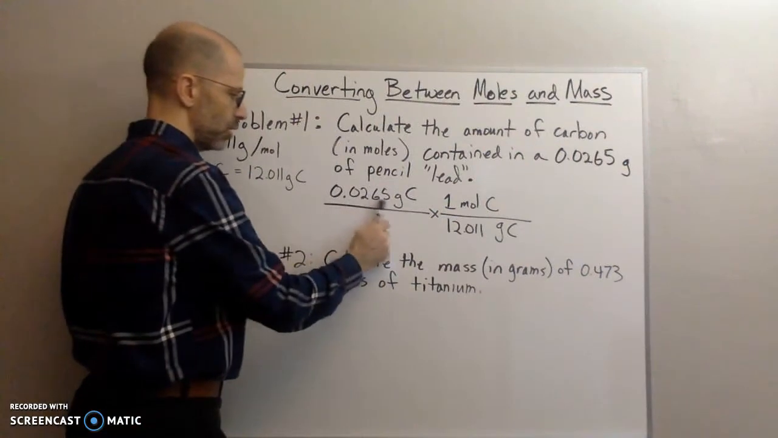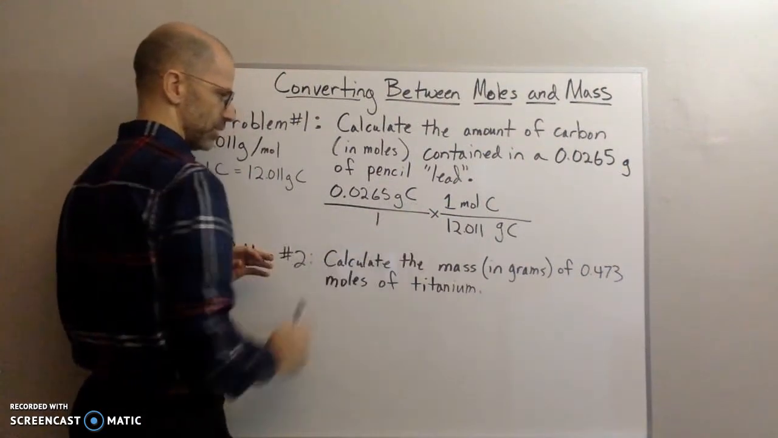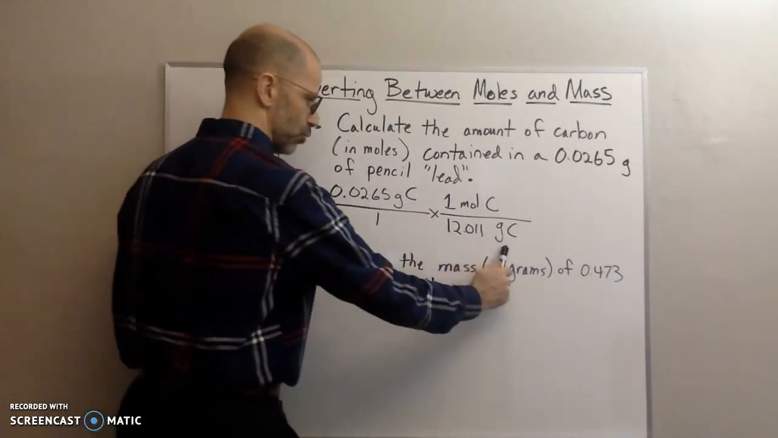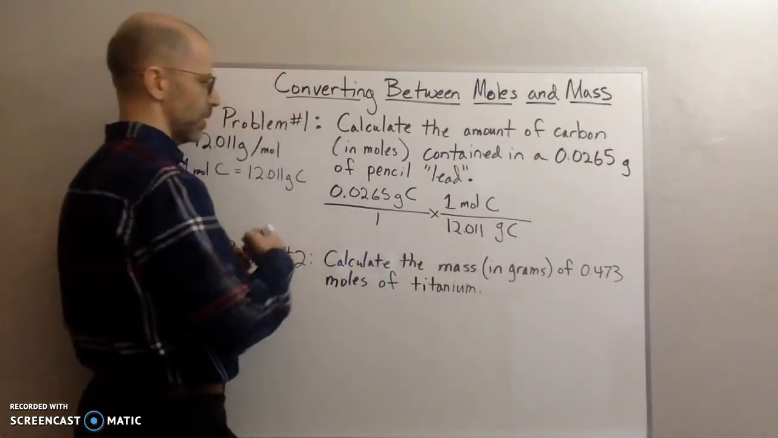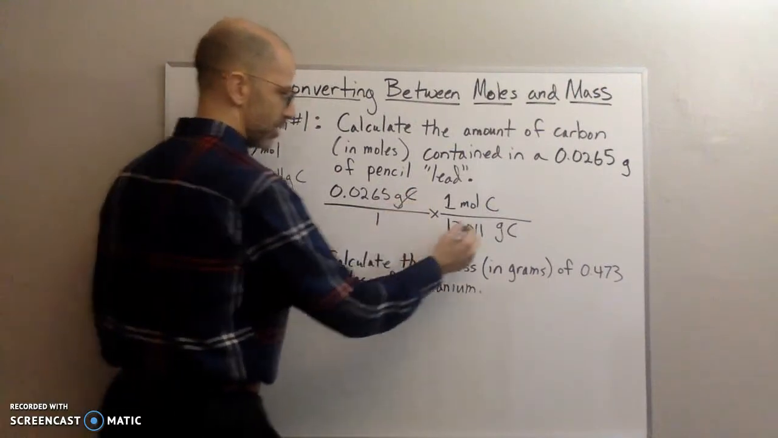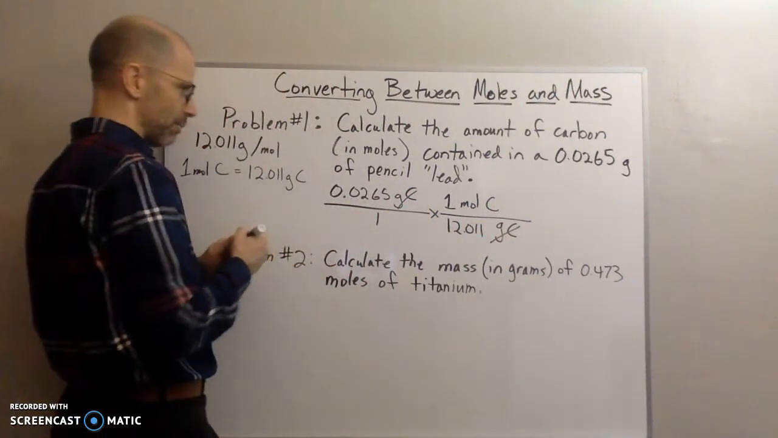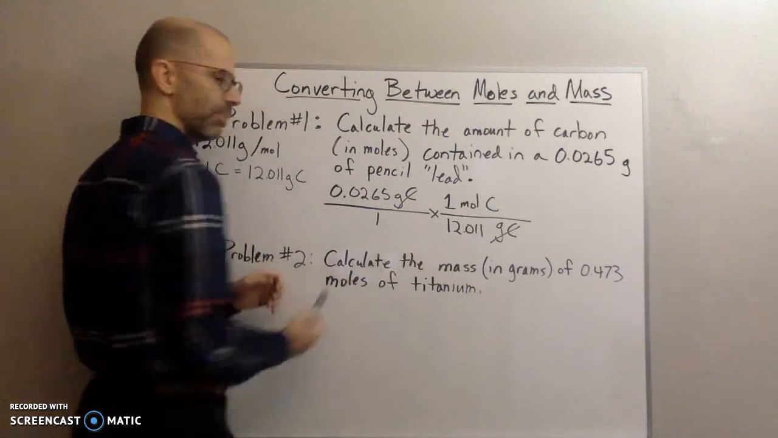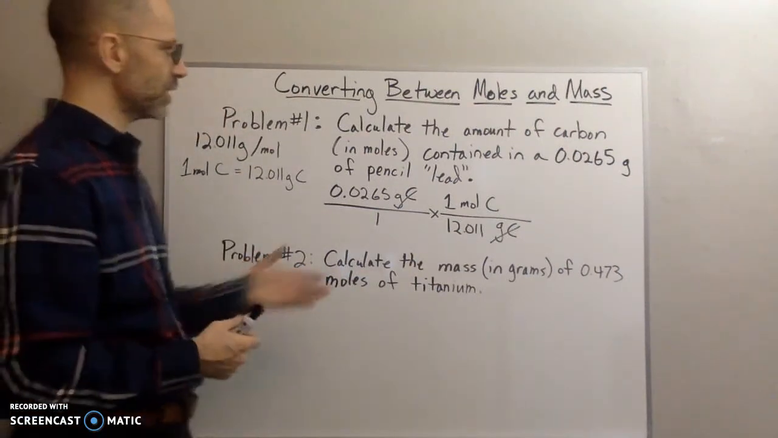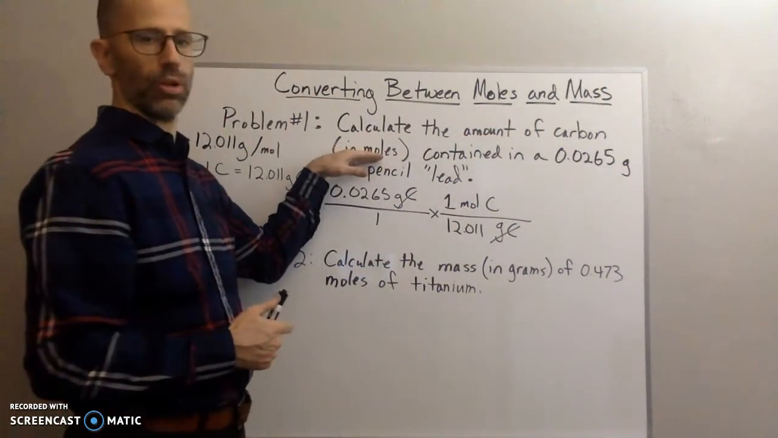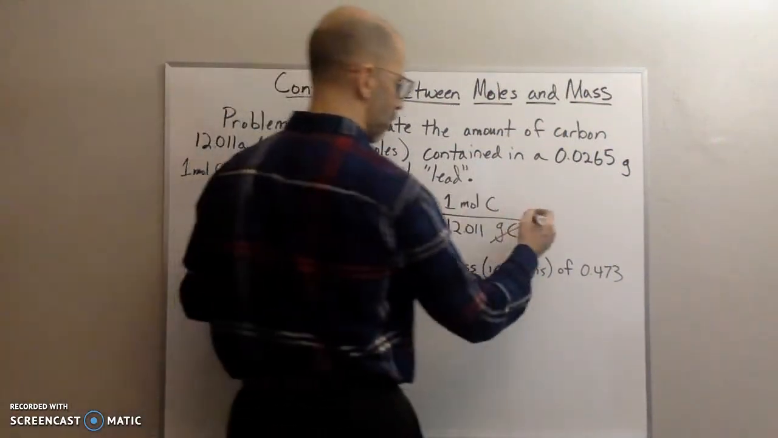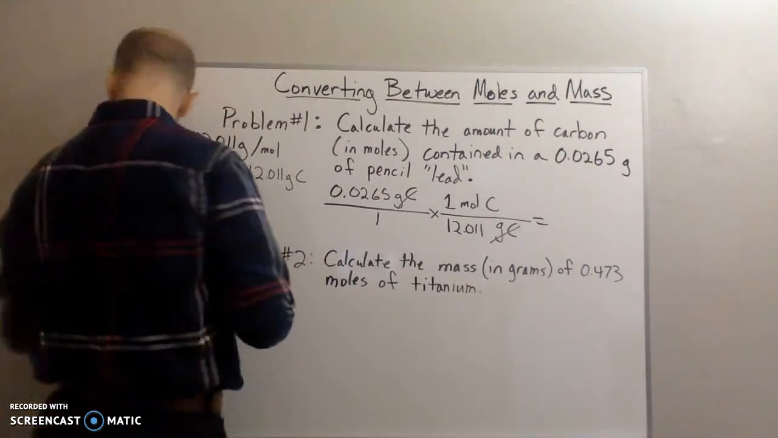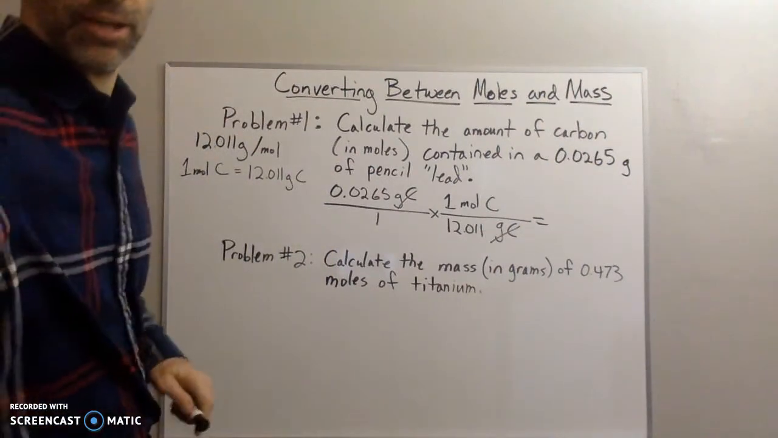Notice that I'm writing three things down each time: the number, the unit, the substance. So the grams of carbon cancel out. I'm left with moles of carbon on top. That means I am done because they are asking for the moles of carbon. Now all I need to do is calculate using my calculator.